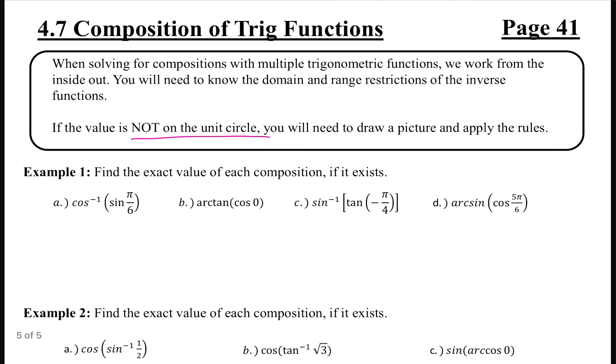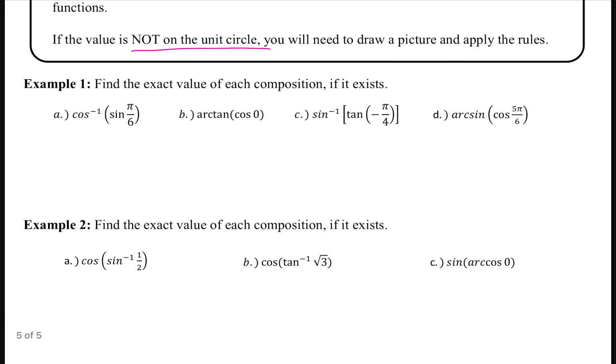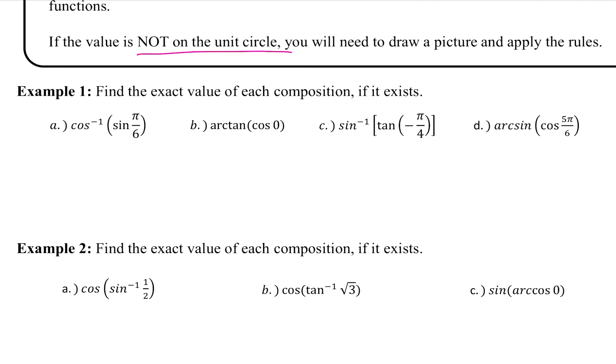So let's look into this first one. You can see the directions just say that you're always gonna work from the inside out, kind of like we did on example 3 yesterday. Taking a look at example 1, it's asking us to do these compositions where we have multiple trig functions. Part A says, the inverse cosine of the sine of pi over 6. So we're going to leave the outside exactly as it is, inverse cosine. The only thing I'm going to care about solving first is the inside. What is the sine of pi over 6?